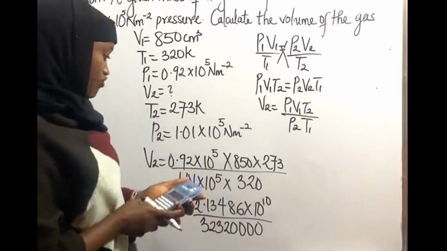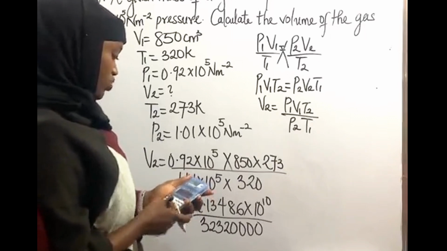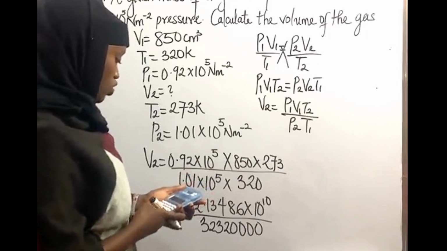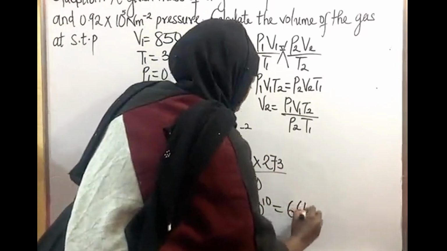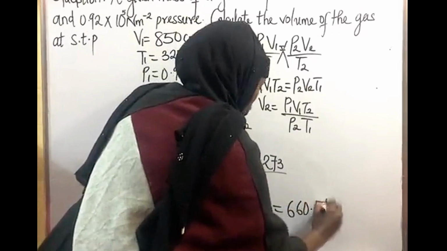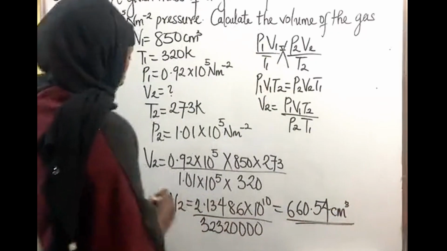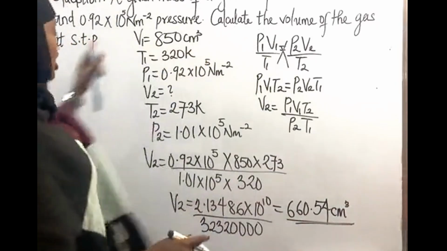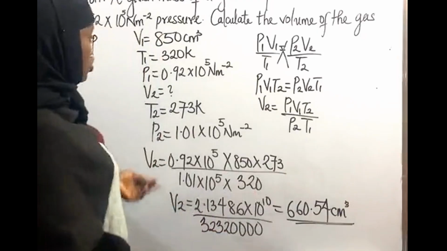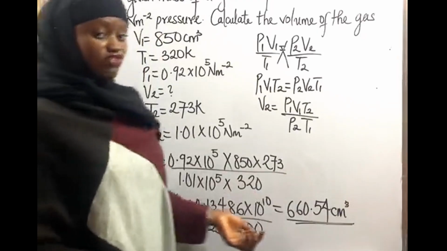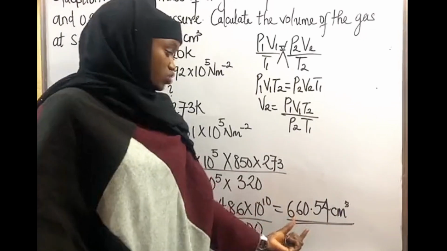So from here all we need to do is to take the value we have at the numerator, that is 2.13486 times 10 to the power of 10, and then we divide by what we have at the denominator and get our answer. And this gives us a value of 660.54 centimeter cube. So we took this to two decimal places. So the volume of the gas at STP is 660.54. Or depending on what we are given from the question, if it's an objective question, they can decide to take the value to the nearest whole number.